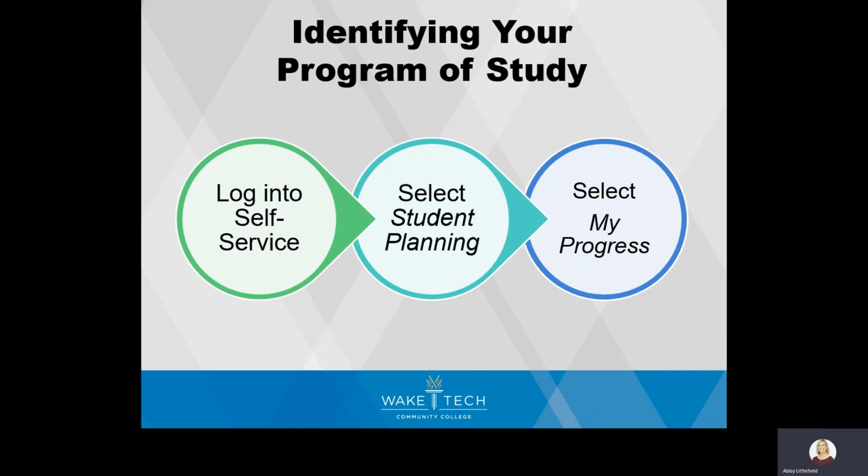Once you've logged into self-service, you'll then need to select student planning. And under student planning, you'll need to select My Progress. Just to review one more time, once you've logged into self-service, you'll need to select student planning, and then you'll need to select My Progress.